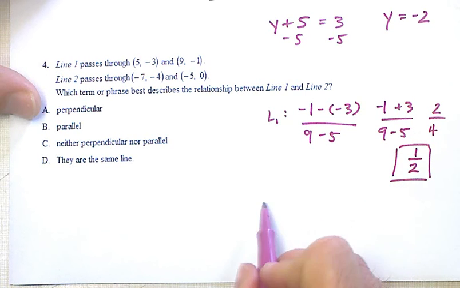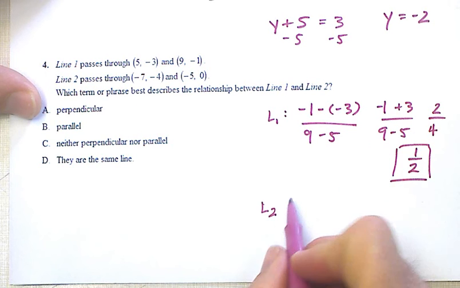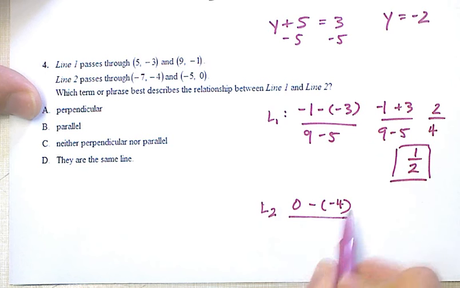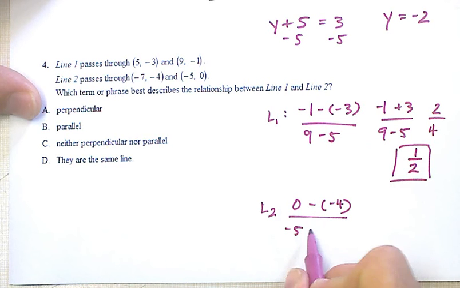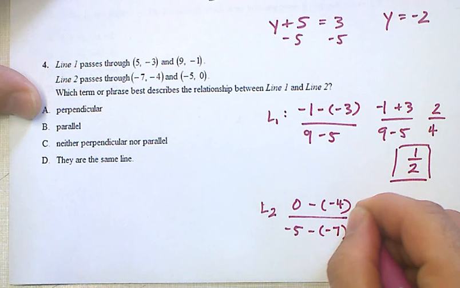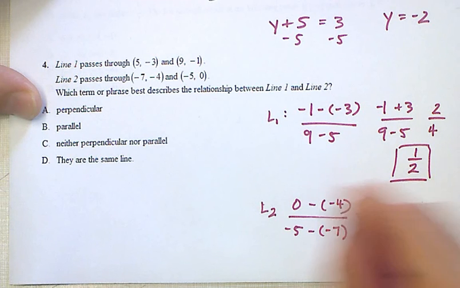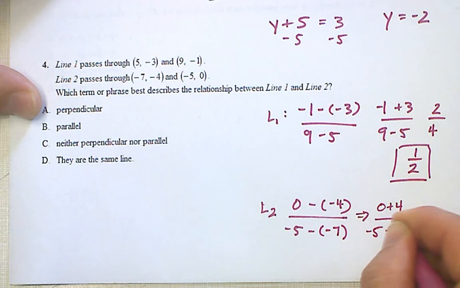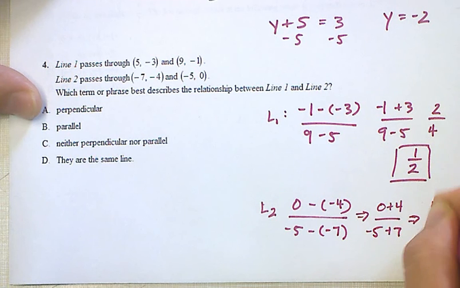For line 2, I have a slope of 0 minus negative 4 over negative 5 minus negative 7, which gives me 0 plus 4 over negative 5 plus 7, which gives me 4 over 2. 4 over 2 is 2.